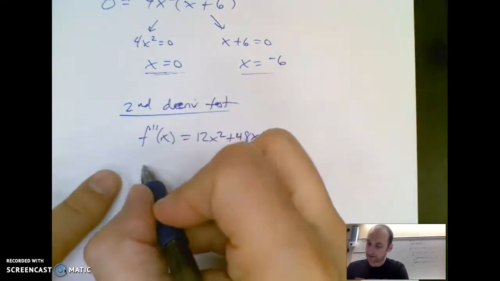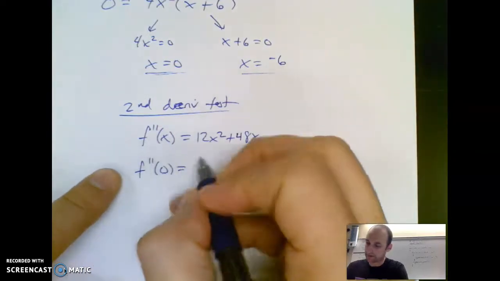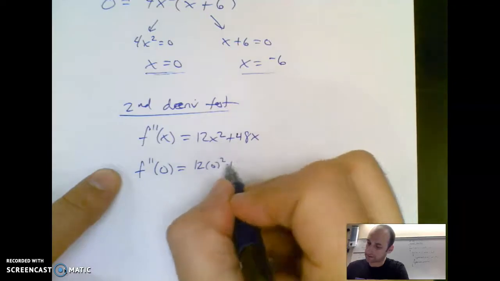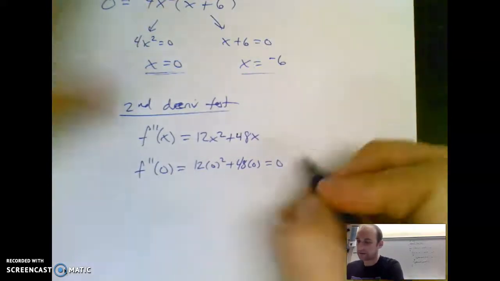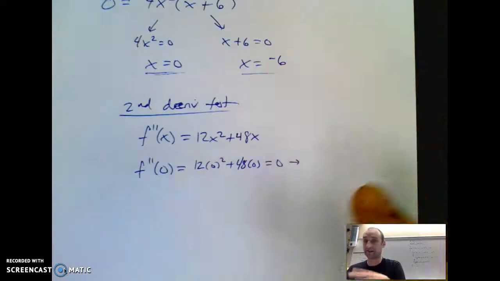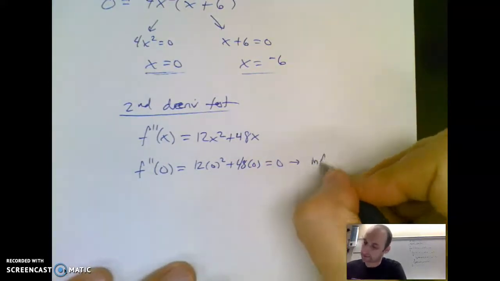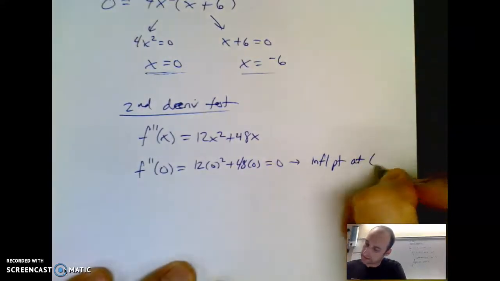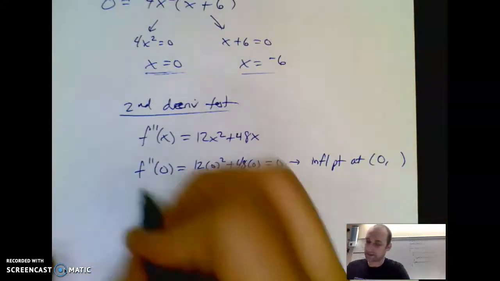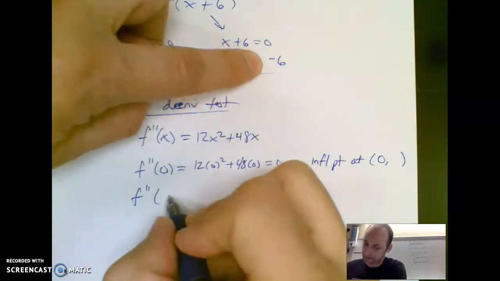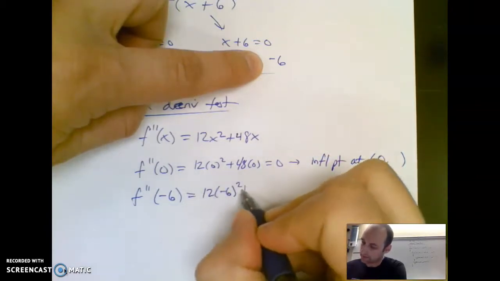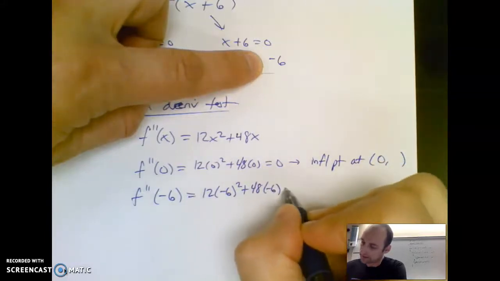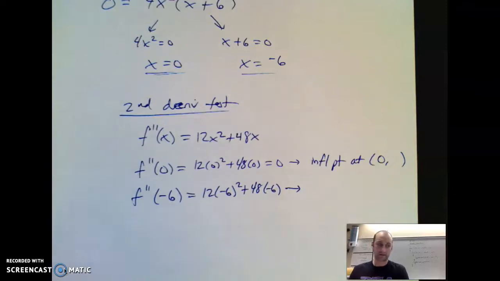So f double prime of 0 is going to be 12 times 0 squared plus 48 times 0, which is 0. What's that tell me? Well, if the second derivative equals 0, it's not concave up, it's not concave down, I have an inflection point at 0 comma something. We'll figure that out in a minute. I can also do this for my other point, negative 6. Without a graph, I can determine if this is going to be a max or min or an inflection point.